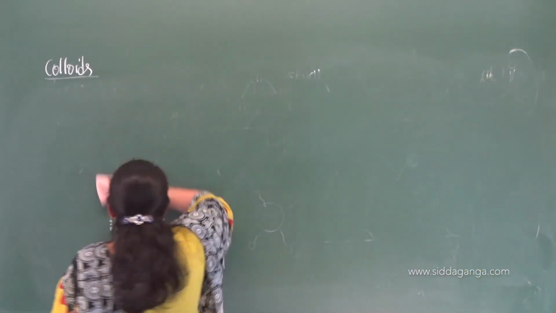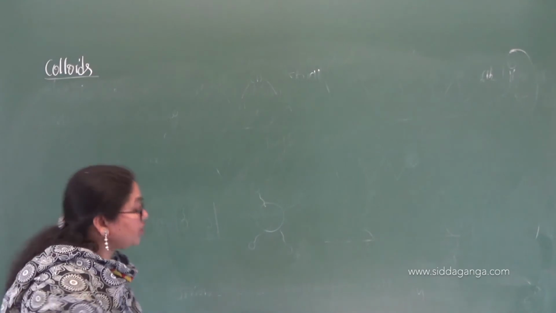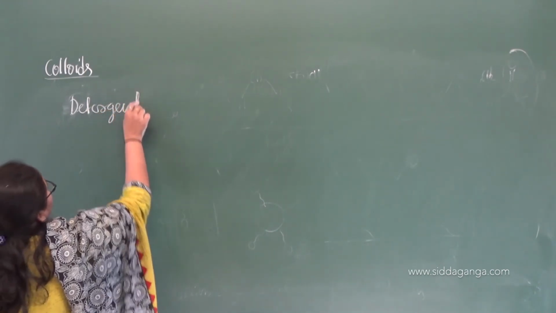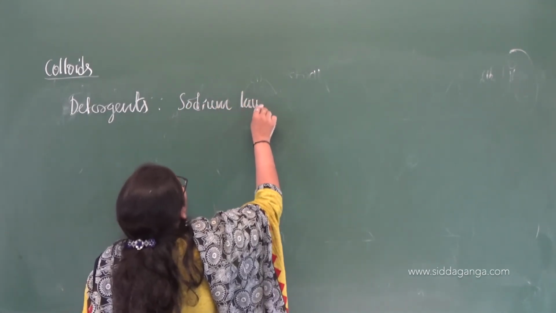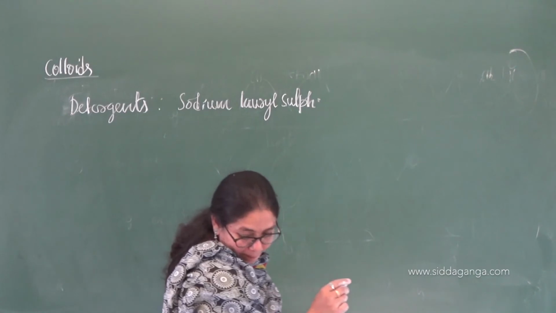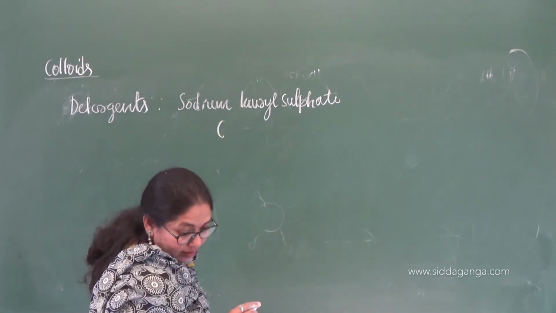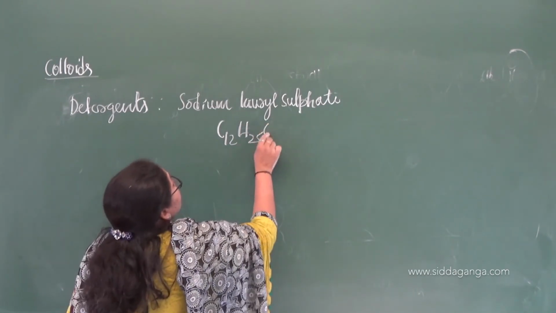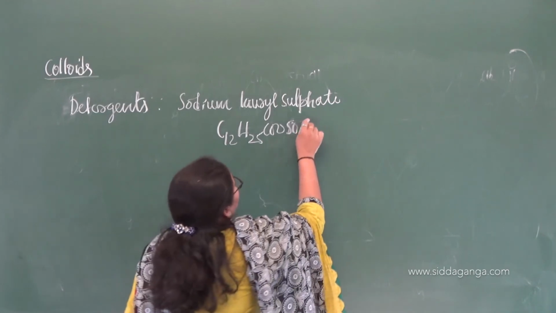If you want, you can note down the examples for detergents: sodium lauryl sulfate and sodium dodecyl sulfate. Example for detergents: sodium lauryl sulfate, or sulfonate you can have. Its formula is C12H25OSO3 minus Na plus.